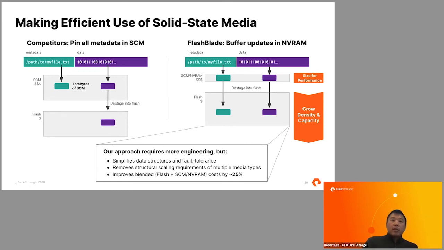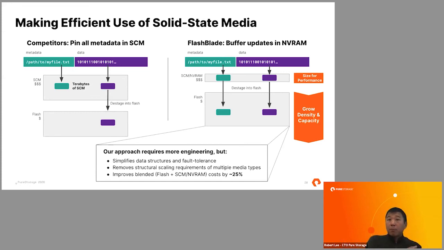Well, why is this so important? Because it sounds a lot more complicated, right? It sounds like it is a lot more work, and it is. But it's important because it drives two very important benefits, right? Number one is, because we don't rely on this additional high-speed media, whether it's NVRAM, whether it's storage class memory, to store our metadata structures, it allows us to decouple the scaling of the elements of our system. We can grow flash with density and capacity needs, and then we can size our NVRAM simply for performance. We don't have to grow those things in lockstep.